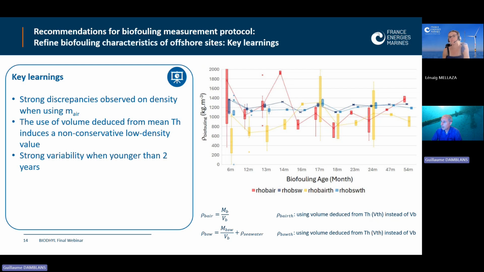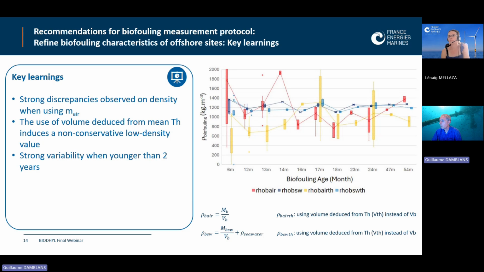and the displaced volume, so the real volume of the biofouling. In blue, you have the density which has been calculated using the mass in water and the real displaced volume. And in yellow, we are closer to the usual practice. This is the mass in air which has been used, and also the volume deduced from the thickness, as recommended. And in blue, the mass in water using the volume deduced from thickness.